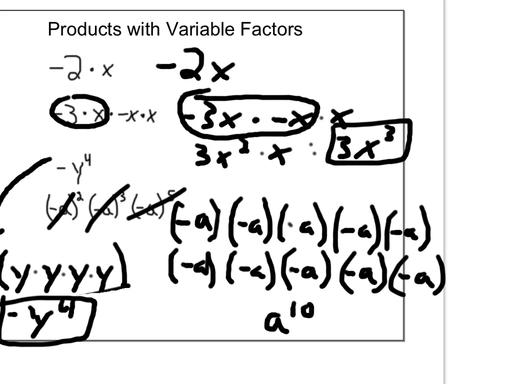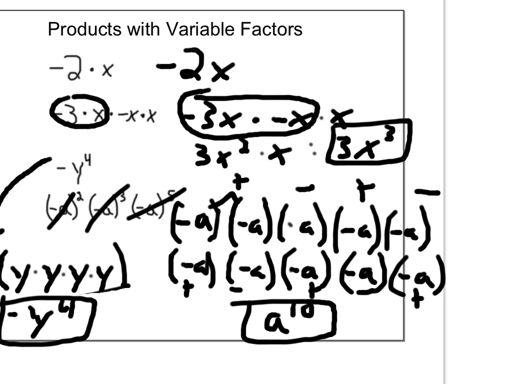Okay, so let's go ahead and combine these here. We got a positive times a negative times a negative, that's a positive. Then a positive times a negative is a negative. And then a negative times a negative is a positive. And positive times a negative is a negative. Okay, so I ended on the negative here. Now I'm taking this negative times this negative. That's positive. Positive times a negative is a negative. Negative times a negative is a positive. Positive times a negative is a negative. And a negative times a negative is a positive. So it's positive a to the 10th power.